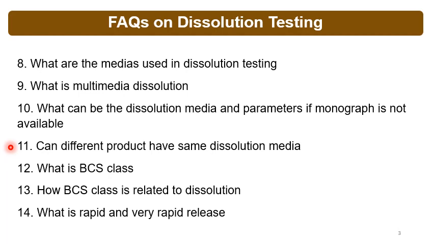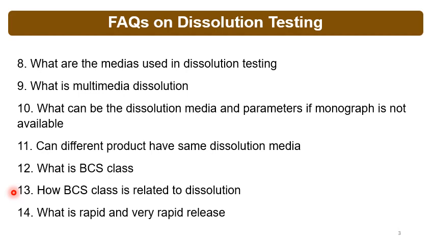13th number question is, how BCS class is related to dissolution? So as solubility of the molecule affects the dissolution, the BCS class 1 and 3 molecules will dissolve rapidly and may have rapid or very rapid dissolution properties, and rapid and very rapid dissolution will be there for IR formulations.